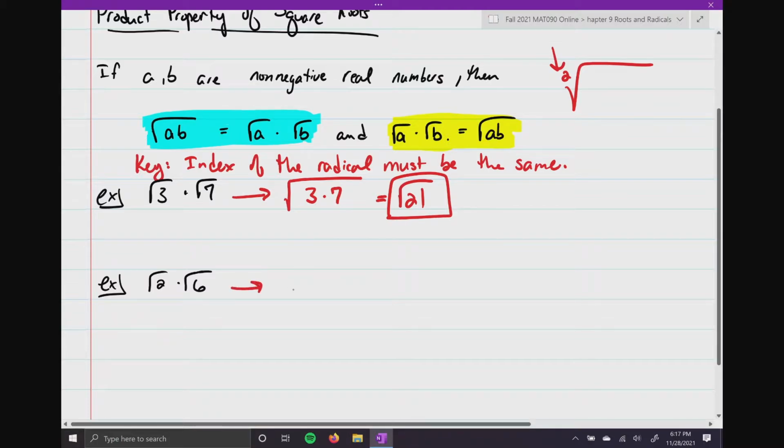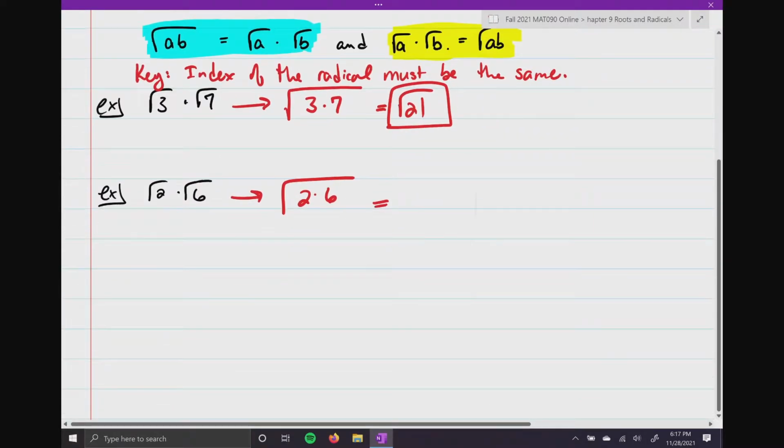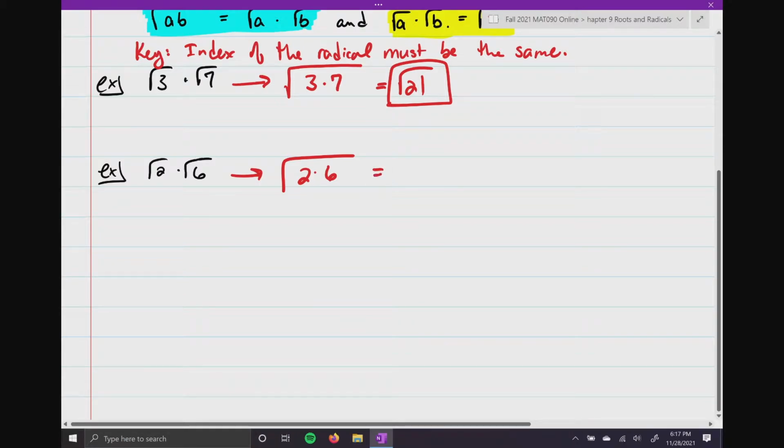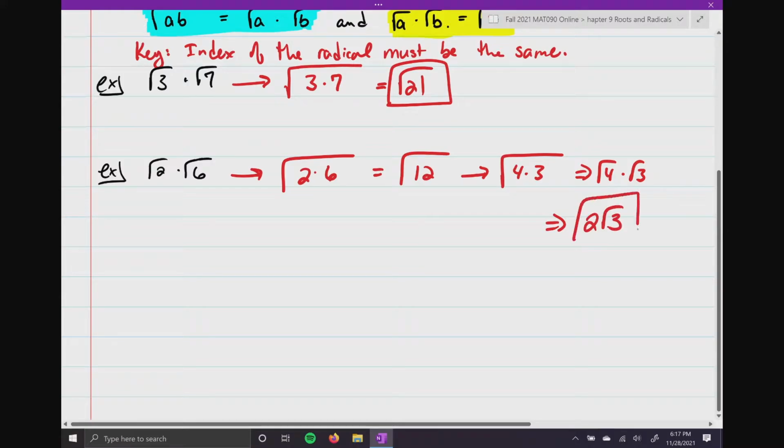However, I can rewrite it as the square root of 2 times 6, which we know is the square root of 12, and the square root of 12 can be broken down into the square root of 4 times the square root of 3, which is 2 times the square root of 3, for a final result of 2 square root of 3.